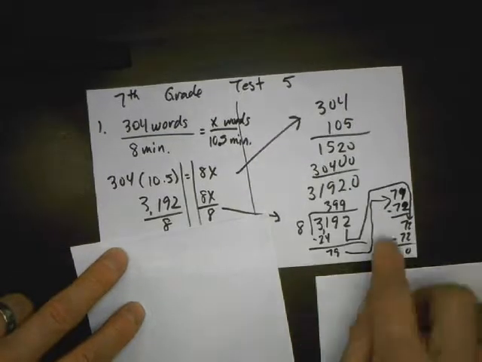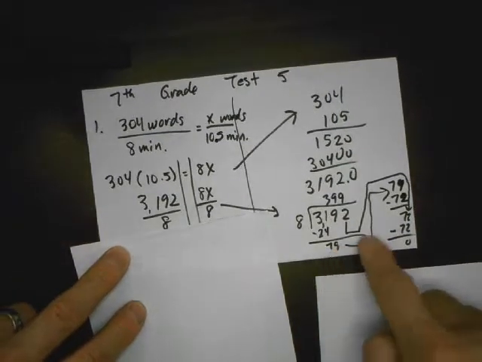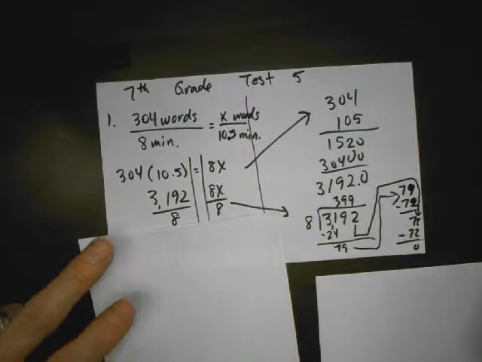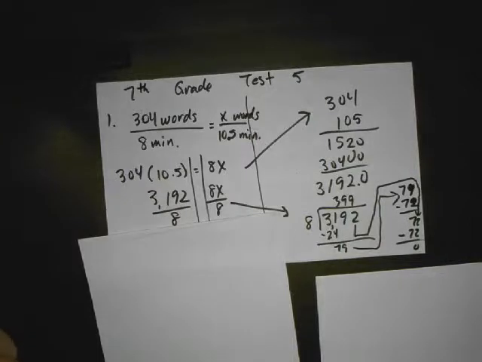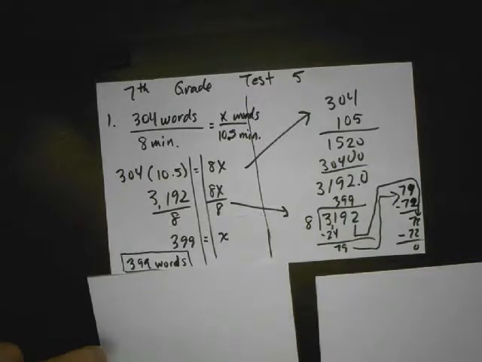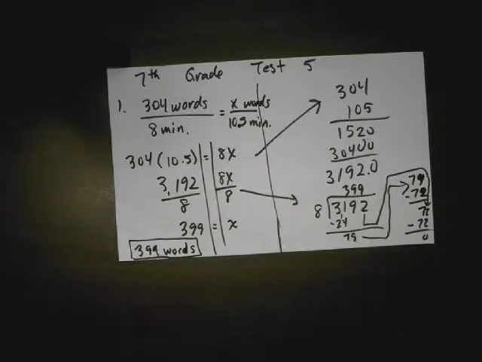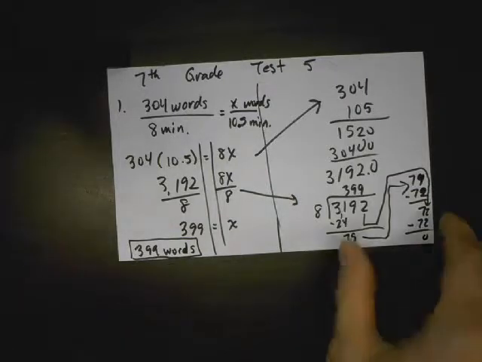And then divide both sides by 8. I'll show the work over here if you need that, and of course I ran out of space, so I continue my subtracting on the side over here. So check that and pause if you did this already and you didn't get the same answer as me. And then we get 399, so 399 words in 10.5 minutes.